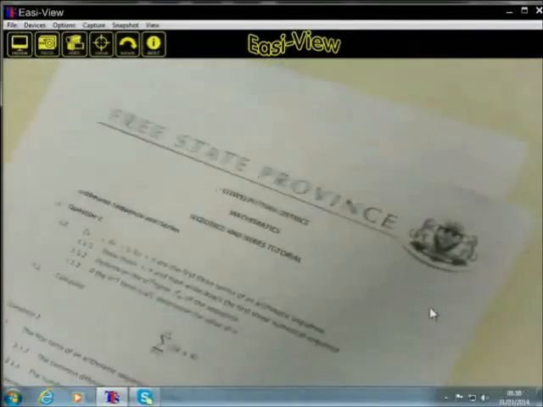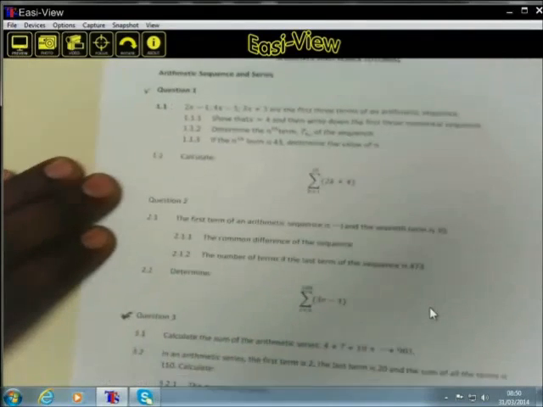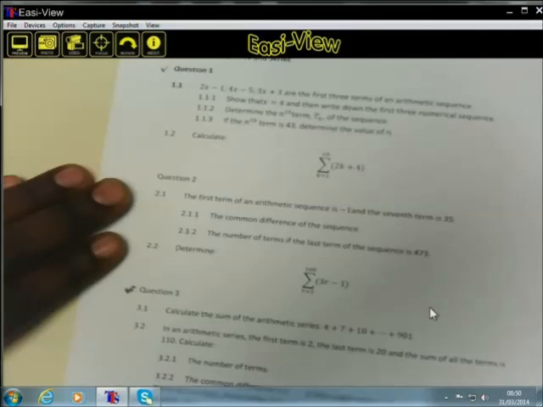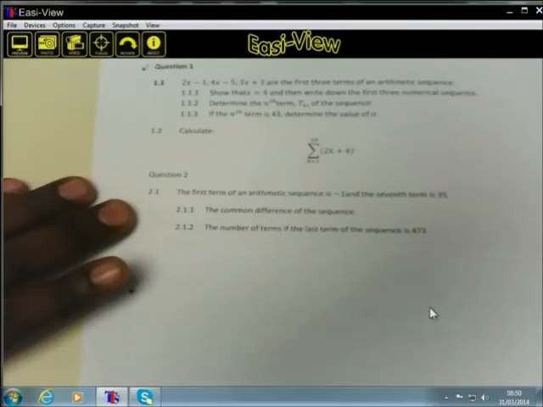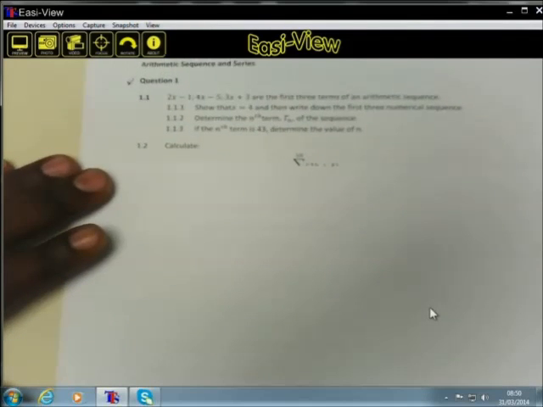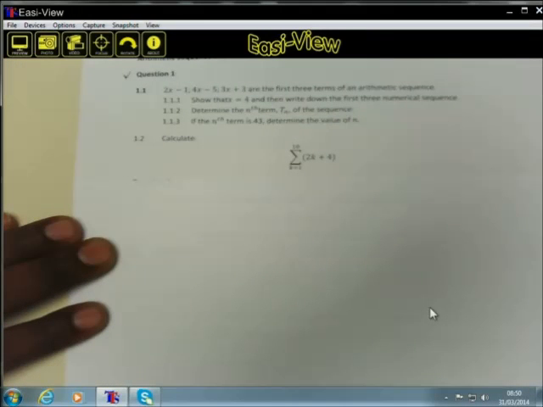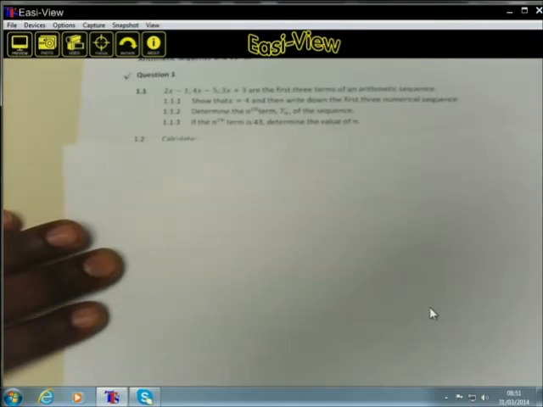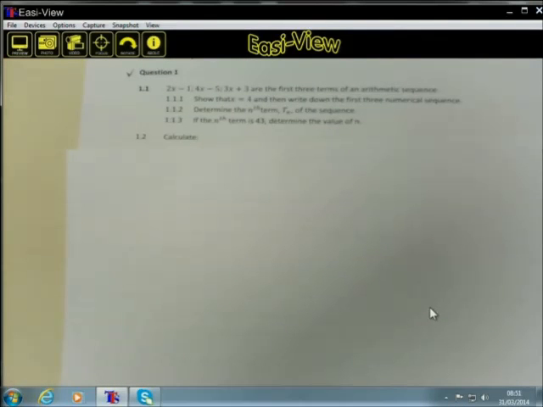Now let's look at this exercise here. We look at question 1. It says 2x minus 1, 4x minus 5, and 3x plus 3 are the first 3 terms of an arithmetic sequence.